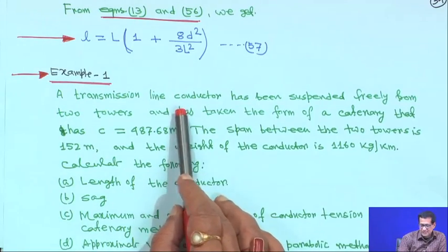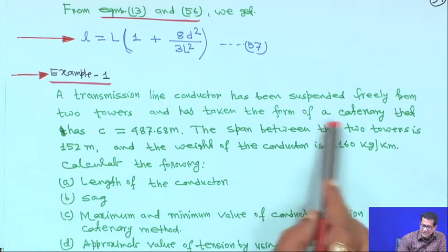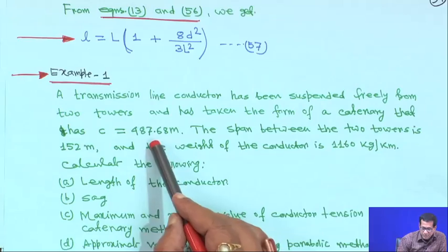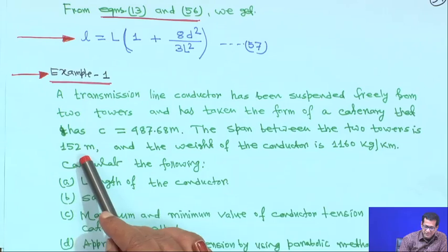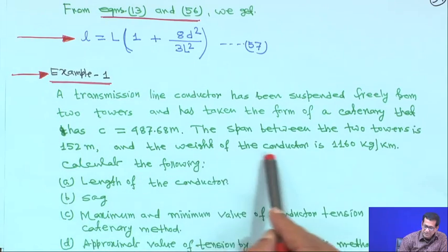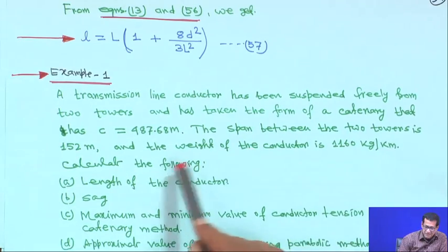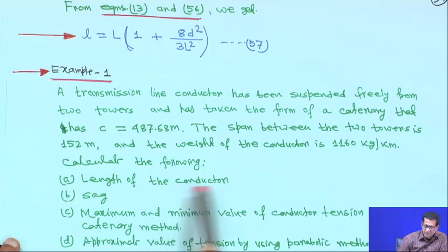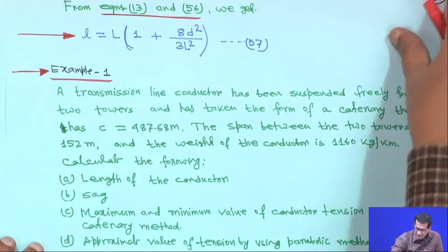A transmission line conductor has been suspended freely from two towers and has taken the form of a catenary that has C is equal to 487.68 meter. The span between the two towers is 152 meter and the weight of the conductor is 1160 kg per kilometer. You have to calculate the following: a, length of the conductor; b, the sag; c, maximum and minimum value of conductor tension, that is T max and T min, using the catenary method; and d, approximate value of tension by using the parabolic method. This is the numerical.